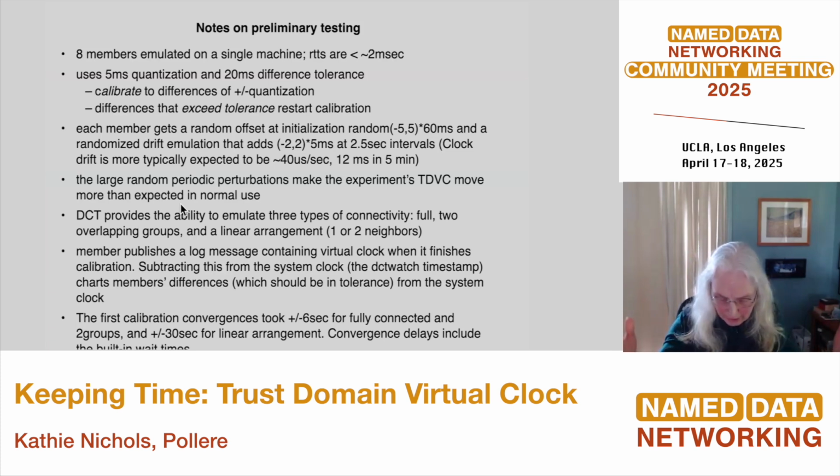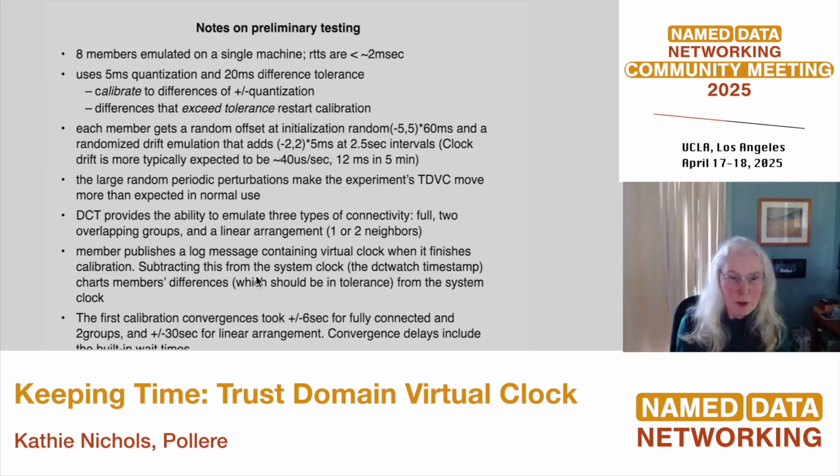DCT watch is a thing that we can use to listen to our DEFT packets on the network. This is kind of a cool thing. Van Jacobson wrote this so that we could keep an eye on what's actually happening, so I have to thank him. By doing this, I can plot the members' differences from the system clock.